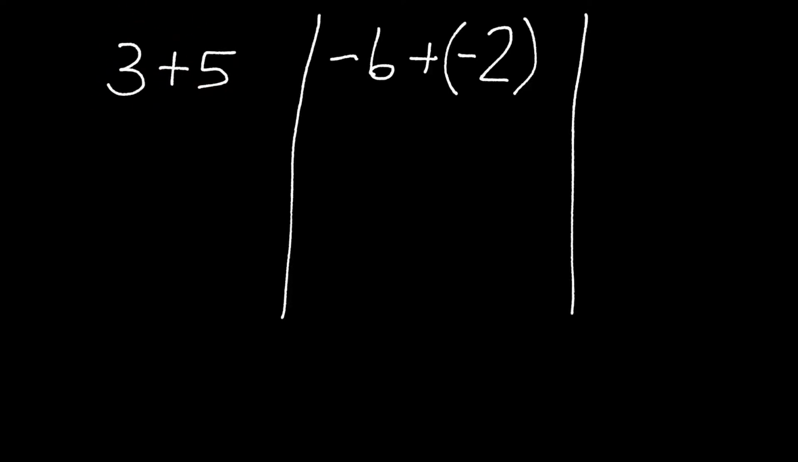3 plus 5, both of them are positive numbers. So 3 plus 5 gives me 8. There's my answer. Here I have negative 6, and I'm adding a negative 2. I'm adding them, and they both are negative. So what I can do is I can take the 6 and 2 and add them together to get 8. But since they were both negative to begin with, our answer turns out to be negative 8.